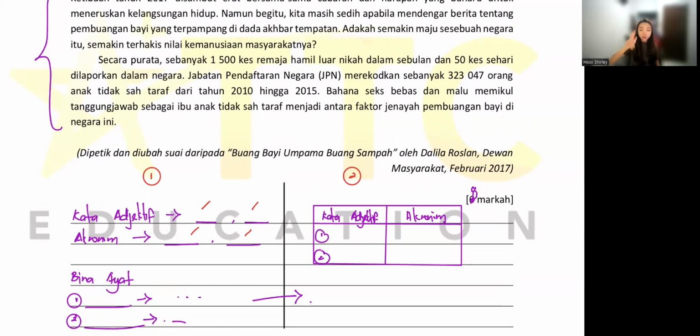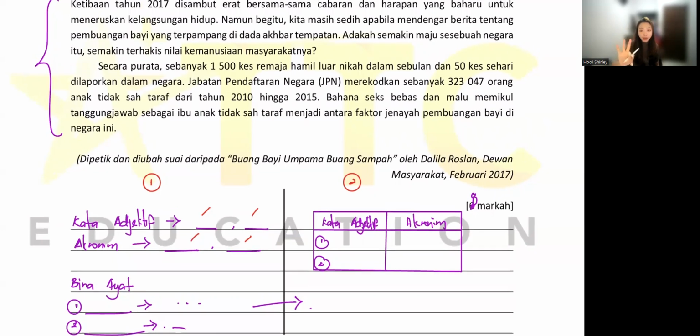Why? Because there were 2 kata adjective and then 2 acronym. So you will need to bina ayat for each term that you choose. That's why you need to have 4 ayat. So let's say if this time they ask you to find just tiga kata adjective sahaja. 3 kata adjective, then it will be 6 marks. Why? 3 kata adjective, each word 1 mark, and then the sentence that you construct based on each term. Then 1, 2, 3, in total 6 marks.